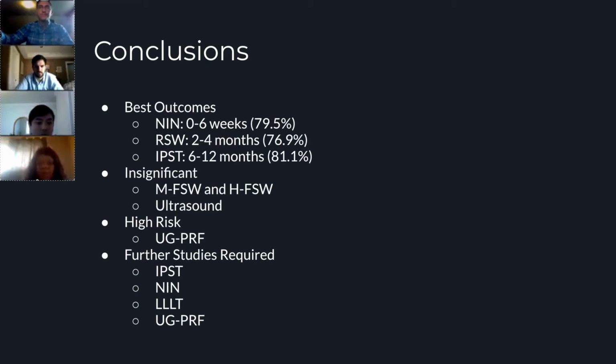And some treatment modalities that they found insignificant were the medium focus shockwave therapy, the high focus shockwave therapy, and ultrasound. These three were found to not be better than placebo. Another treatment modality that they found to be high risk and not beneficial was the ultrasound guided pulse radio frequency, and the benefits were insignificant. And even with the ultrasound guided needle, there could be a risk of damage to the nerve.